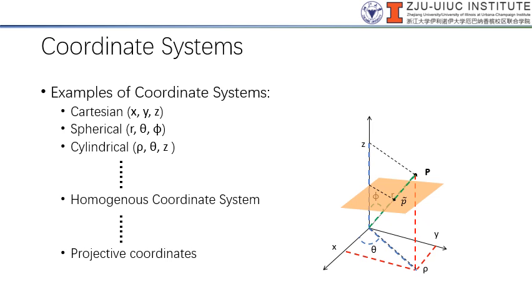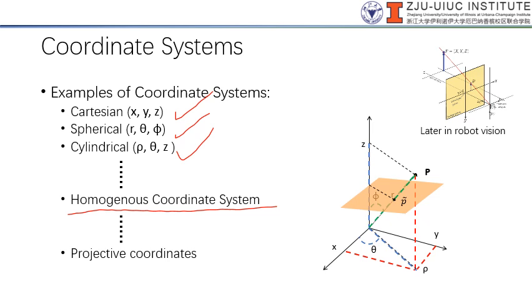A very quick recap, something trivial and what you're already familiar with, are examples of coordinate systems like Cartesian, spherical, and cylindrical. Okay, so in this course, we're going to use a homogeneous coordinate system to help us mathematically represent spatial information, including transformation. Okay, and later on, your projective coordinates in your robot vision. So they are actually related. In fact, your homogeneous coordinate system is a form of projective coordinates.